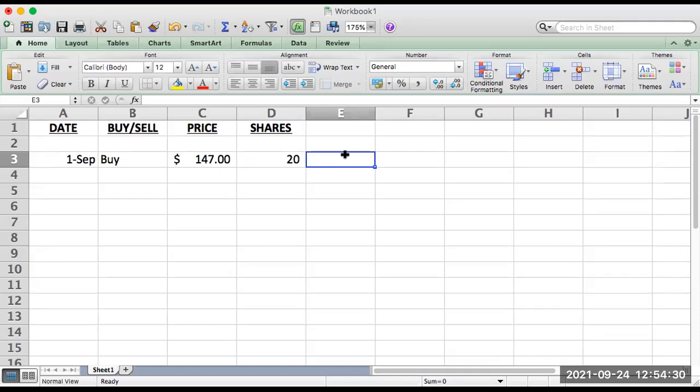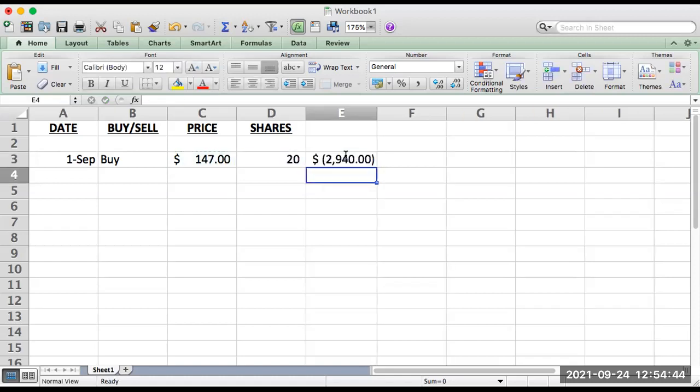are we receiving cash or paying cash out? Well, we're paying cash out. So it's going to be a negative number. We will say minus 20 times 147. So we'll call this cash flow. So we bought 20 shares at a net price of 147 per share. So the total amount of money we spent was $2,940.